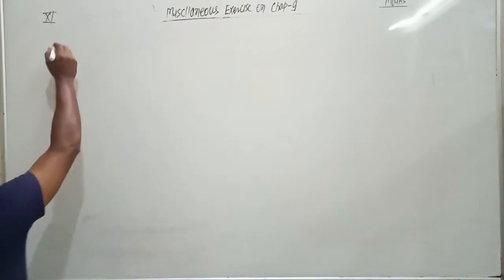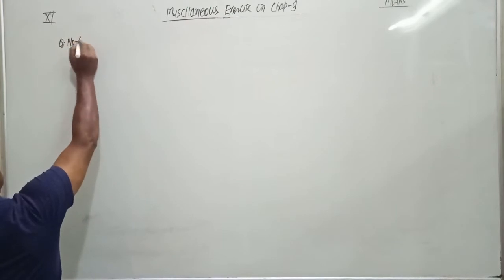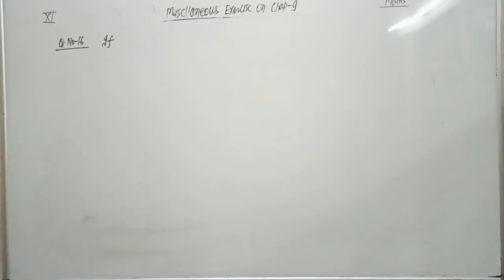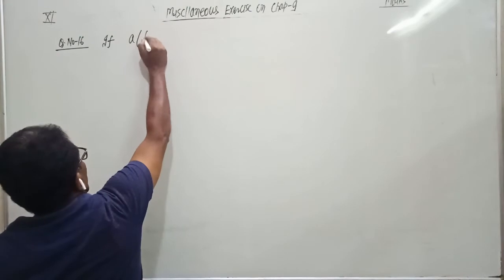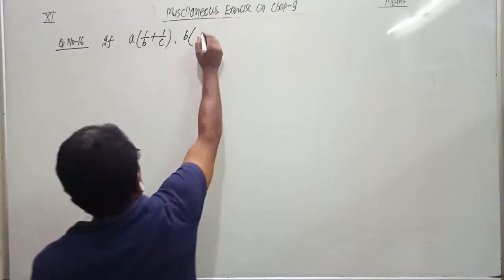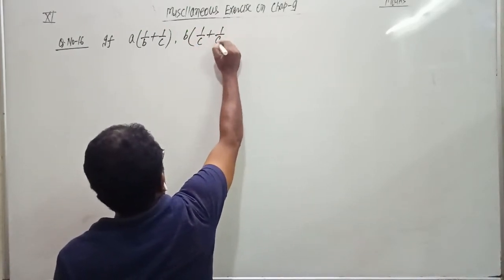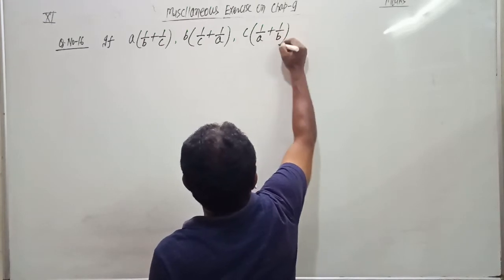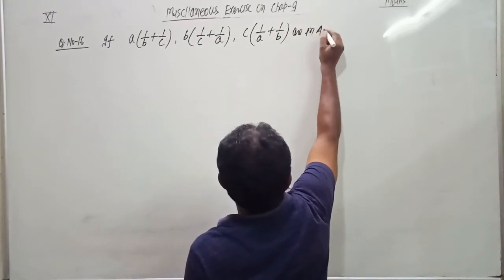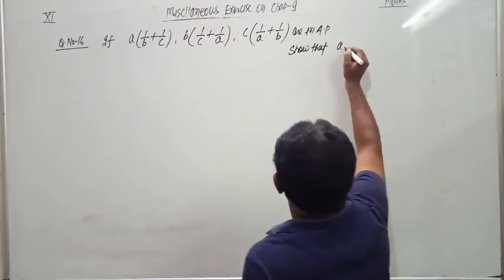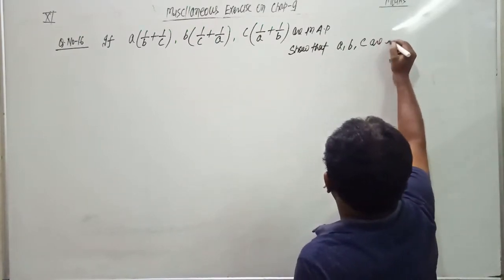Next, question number 16. If a into (1 by b plus 1 by c), b into (1 by c plus 1 by a) and c multiplied by (1 by a plus 1 by b) are in AP, then show that a, b, c are in AP.